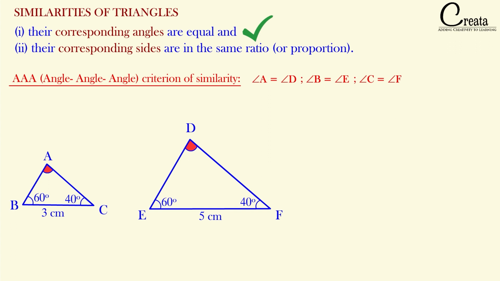How? The sum of any three angles of a triangle is 180 degree. So we got angle A as 180 minus 60 minus 40, that is 80 degree. Similarly, angle D is also 180 minus 60 minus 40, that is 80 degree. So all the three corresponding angles are matching with each other. So by AAA criteria, the three corresponding angles are matching, so these two triangles are similar to each other. No need to check the second criteria of the ratio of the corresponding side.